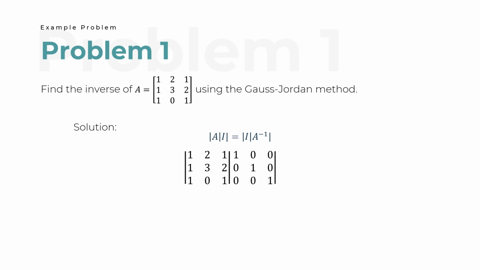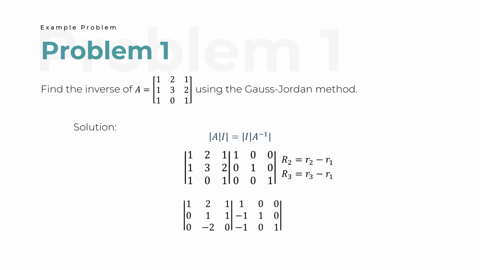Therefore, we can skip the interchange of rows and the normalization of the maximum pivot row, and continue on to eliminate the second and third elements of the first column with the following equations. R2 equals R2 minus R1, R3 equals R3 minus R1. Therefore, applying 1 minus 1, 1 minus 1, and the rest of the elements of the rows follow because of the augmented matrix. We now have the first column of the identity matrix.